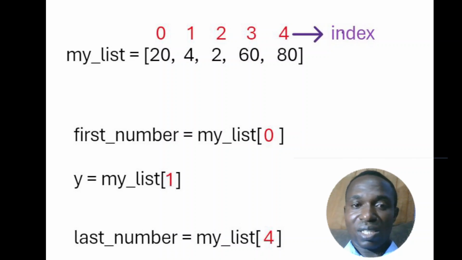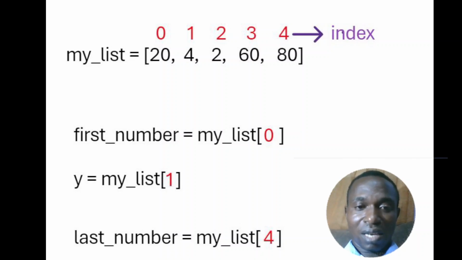I can manipulate this list. I can retrieve any member of the list if I want. I can change any number. For example, if I want to retrieve the element at index 0, that is the number at index 0, I can just save that in a first_number variable. I can say first_number equals my_list, then I supply the index, which is index 0. This assigns 20 to first_number, right? I can also say y equals my_list, square brackets, index 1. This also assigns 4 to y.